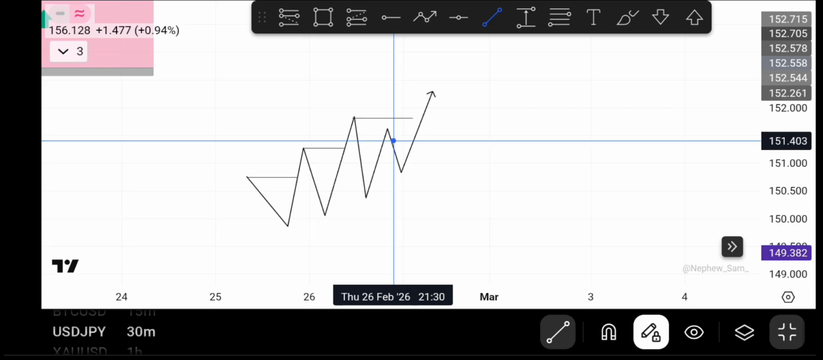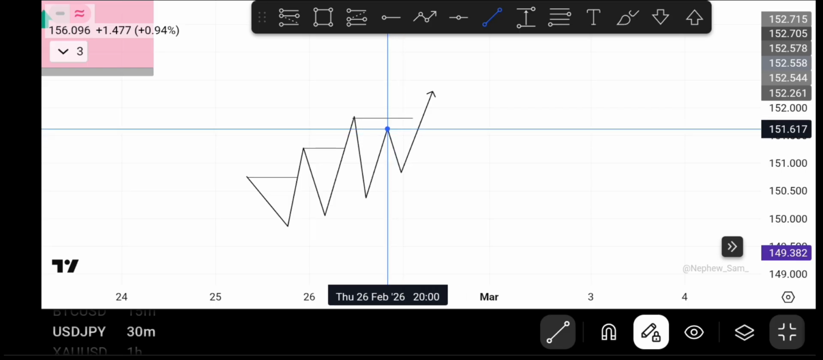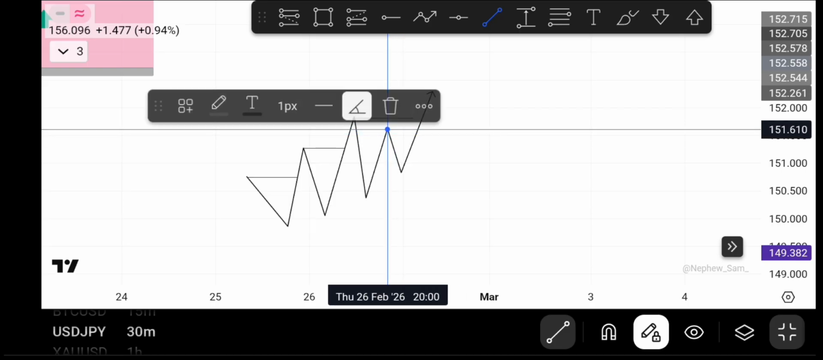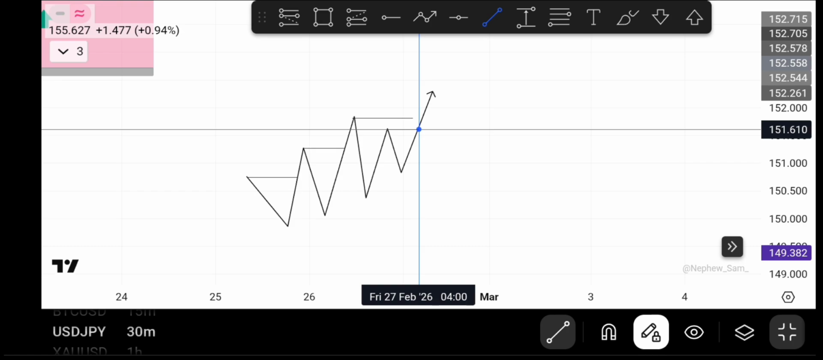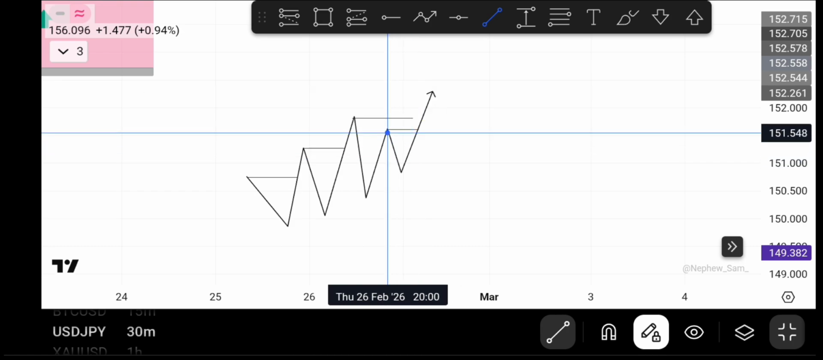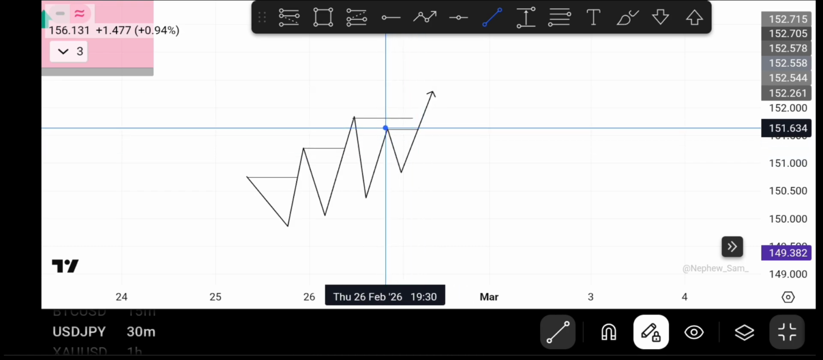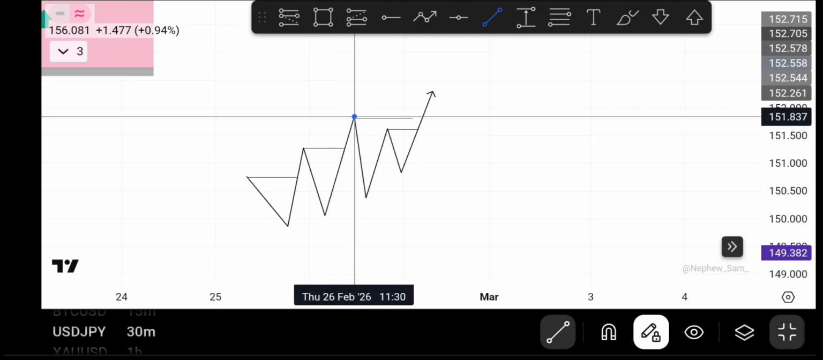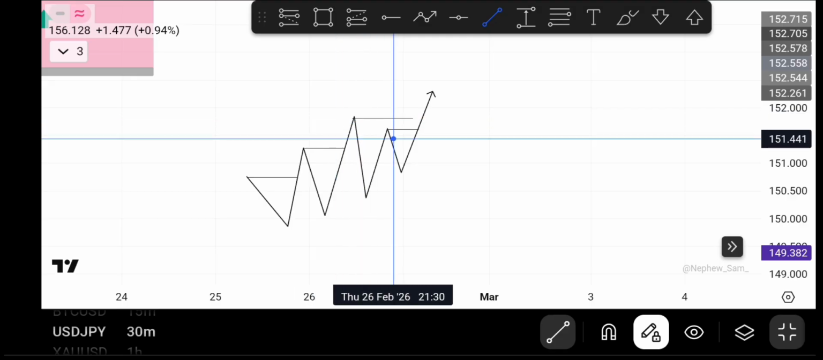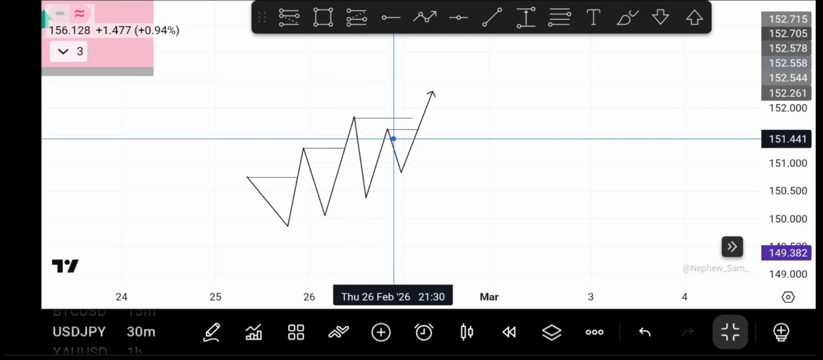So now that it has to take out, you can't tell me that this is the high here which market has to take out. No, this is not the high. This is an internal high. This is an internal high. This is an external high, and this is the main high. Now let me explain something.